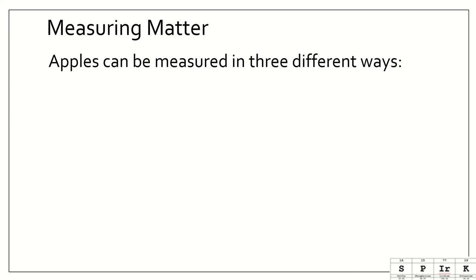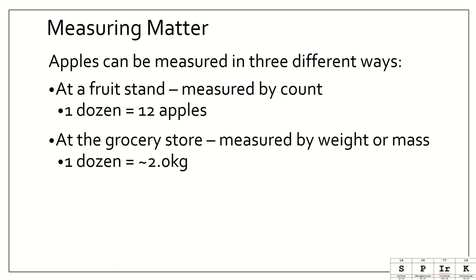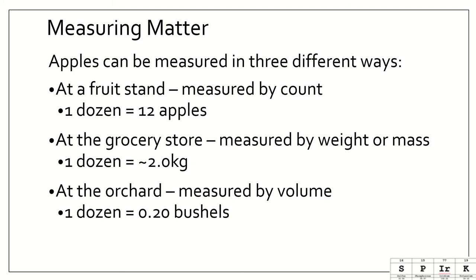So apples can be measured in 3 different ways. At a fruit stand, you typically measure them by count. You take 1 dozen apples, which equals 12 apples. At the grocery store, they're measured by weight or by mass. They usually sell them for X number of dollars per pound. So a dozen apples is about 2 kilograms.